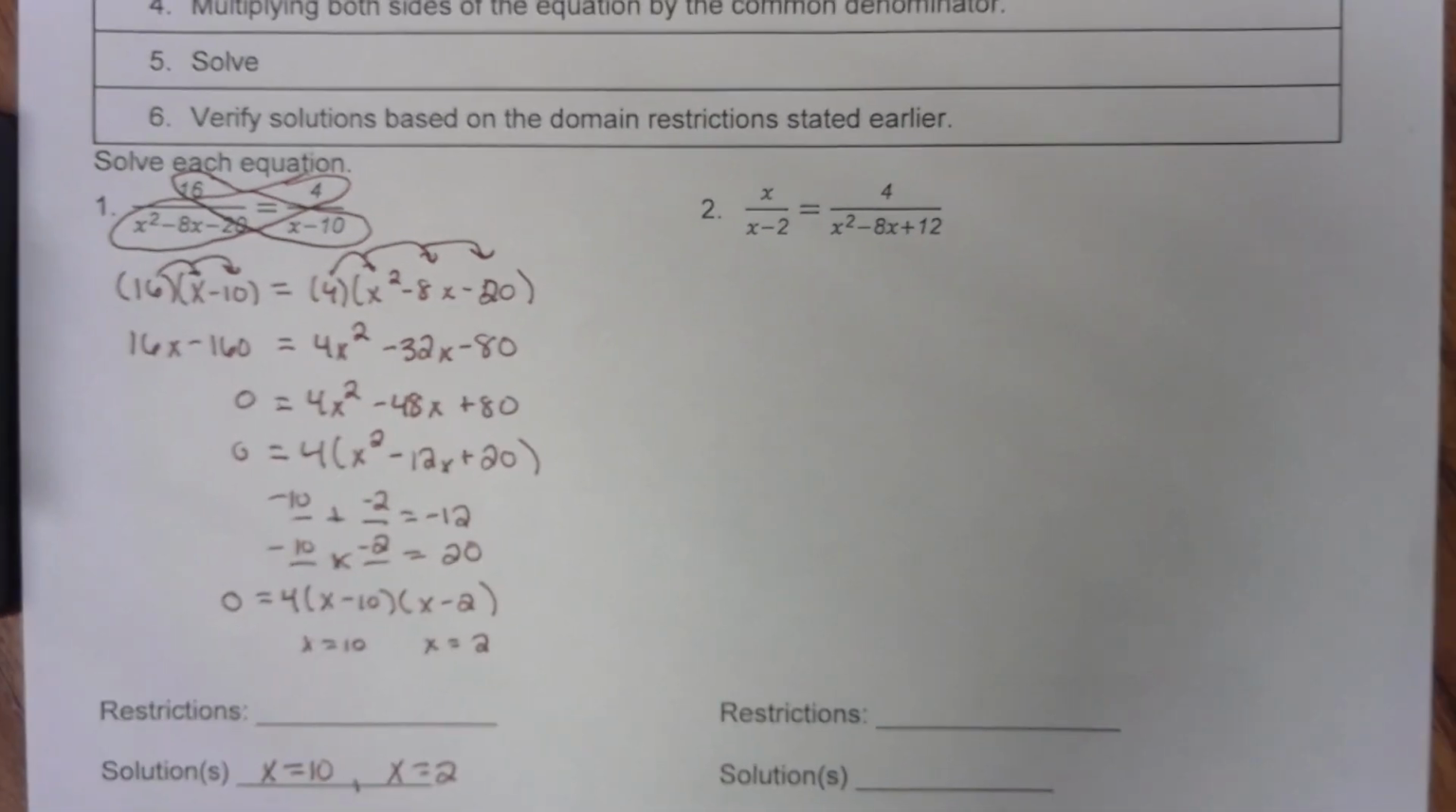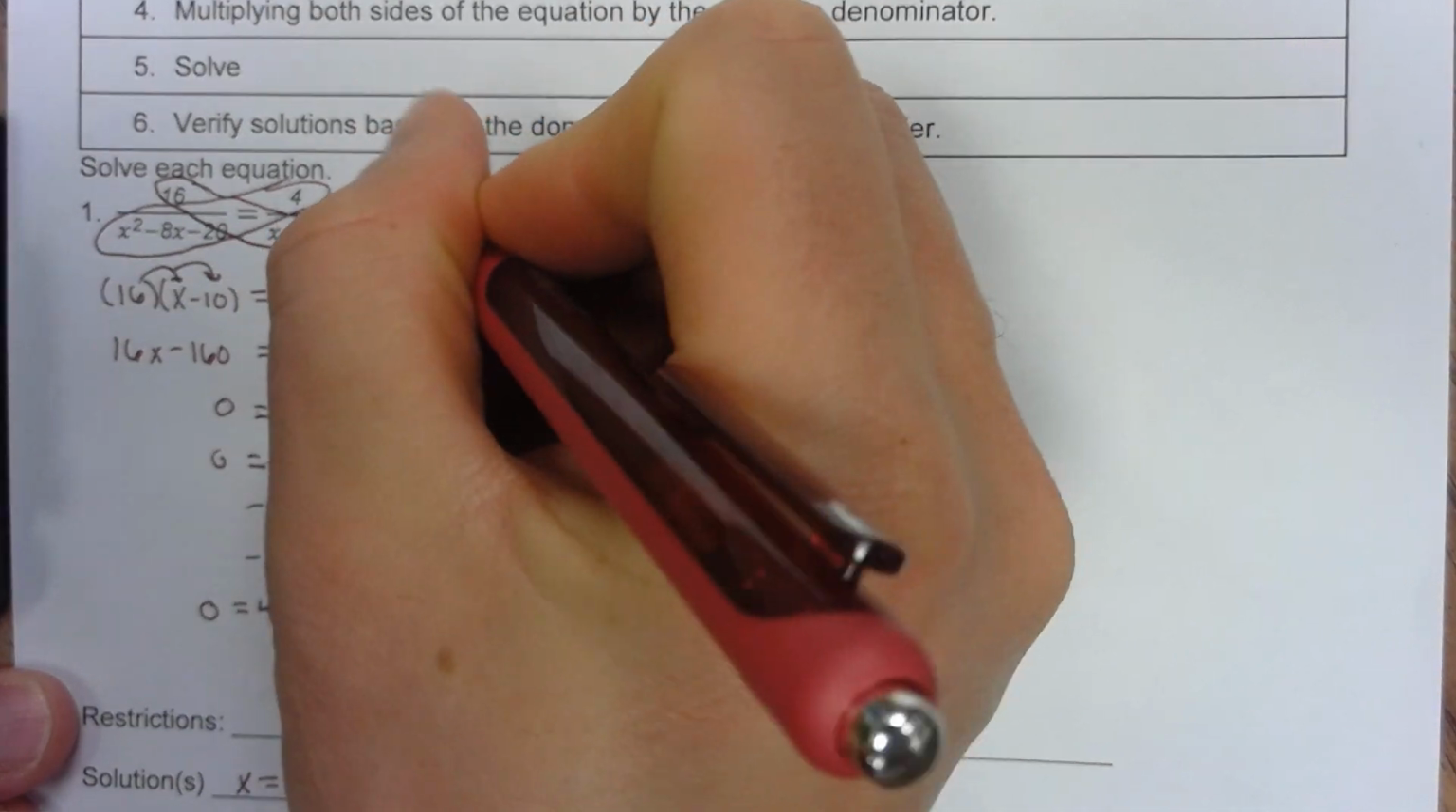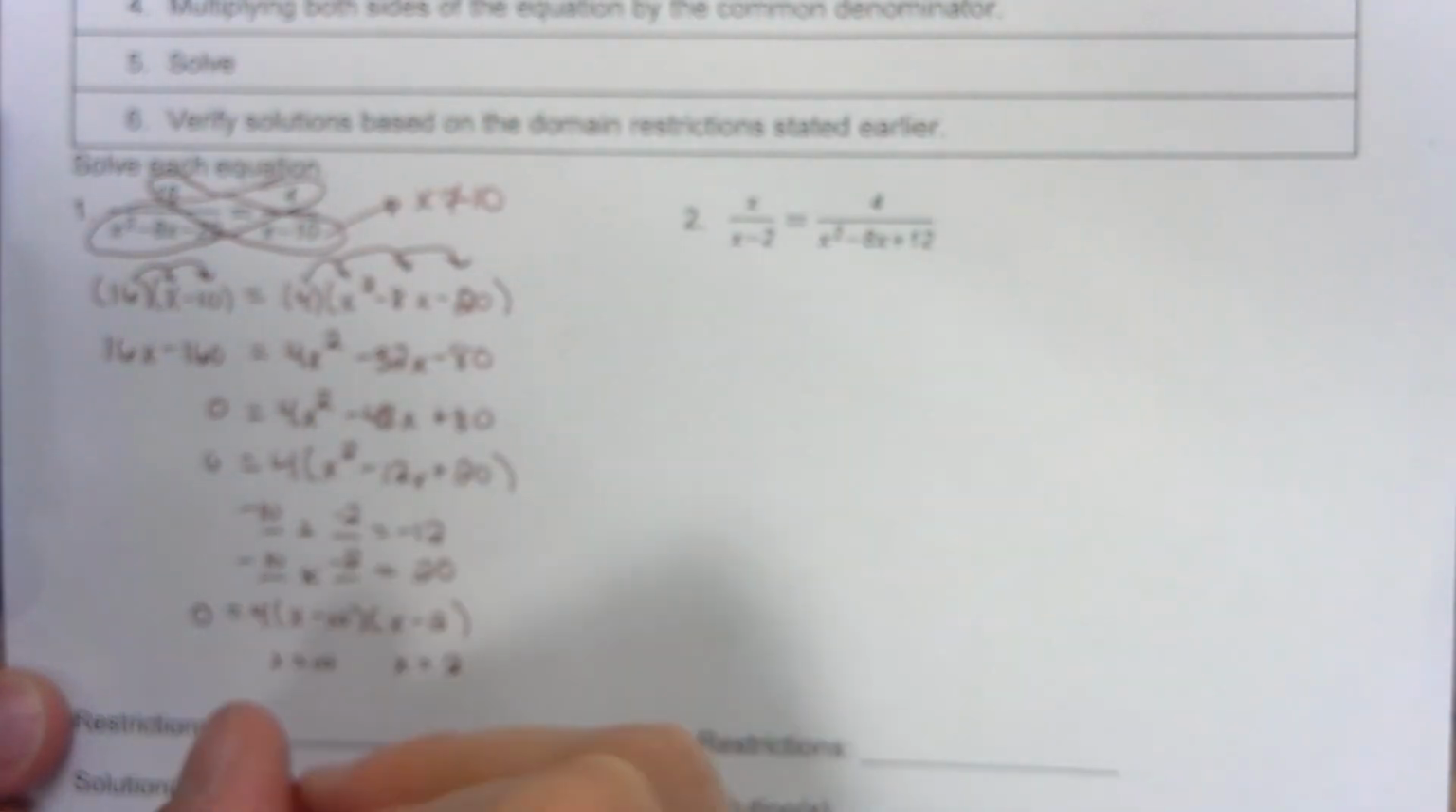Now here's where rational equations are sneaky. We still have domain restrictions, and I didn't check those where I started. If I were to go back to the original equation and think about what numbers make me divide by 0, those numbers can't be our solutions. Okay, so from this x minus 10, we get that x cannot equal 10. That's a domain restriction.